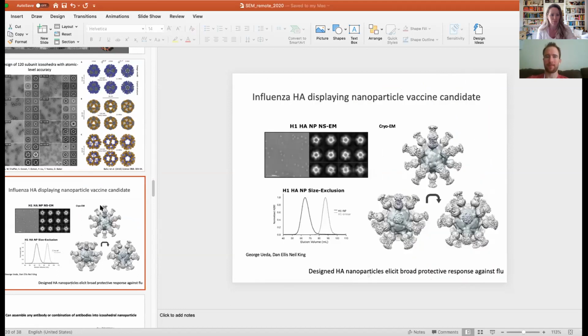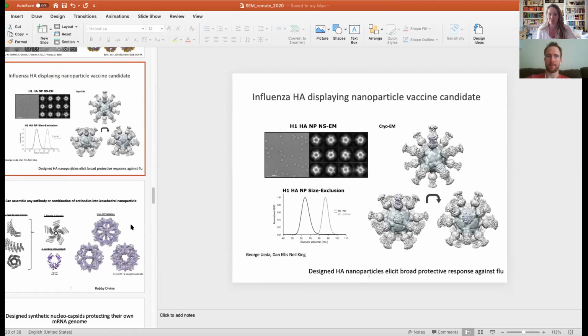Now, my colleague Neil King at the Institute for Protein Design at the University of Washington, right next to me, has been using these icosahedral particles to make vaccines. And for example, he's displayed the influenza hemagglutinin on the surface of these particles. And by displaying different versions, he's been able to make vaccine candidates that give very broad responses. And those will also be going into clinical trials in the near future.